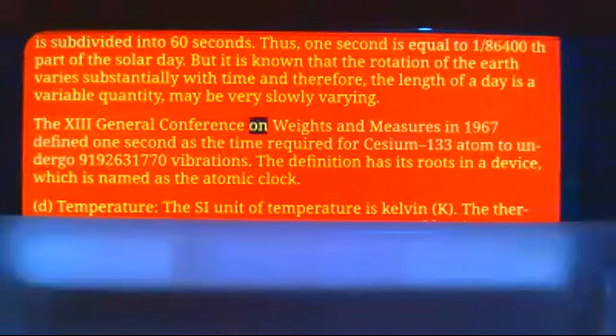The 13th General Conference on Weights and Measures in 1967 defined 1 second as the time required for a cesium-133 atom to undergo 9,192,631,770 vibrations. The definition has its roots in a device which is named the atomic clock. D. Temperature. The SI unit of temperature is Kelvin, K.